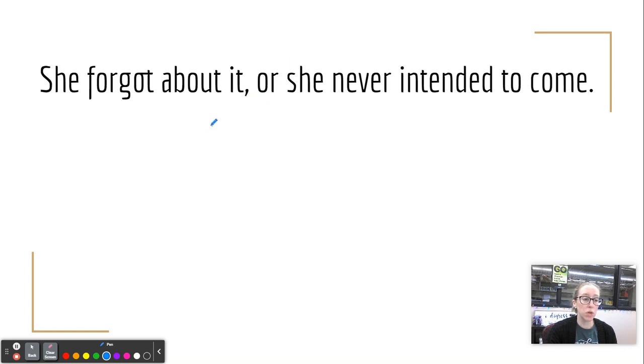So what we want to do is we always want to start by labeling the subjects and the verbs and then anything else, like any other complements that we have going on or prepositional phrases or whatever. Okay, so here, let's just start with our first independent clause. We've got "she" is our subject. "Forgot" is our verb, and then "about it" is a prepositional phrase that's telling us more information about what she forgot, right? So "about" is going to be our preposition, and then "it" is going to be the object of the preposition. And then we want to just label our second independent clause. So we're looking again for another subject-verb combo. So our subject in the second clause is "she," and then our verb is going to be "intended."